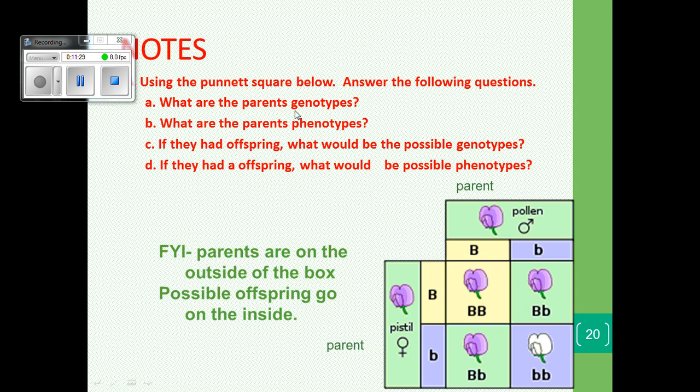So we're going to get into some of this Punnett square stuff in the future, but all we want to know now is just the basic terminology that you need to know to be successful in this unit.